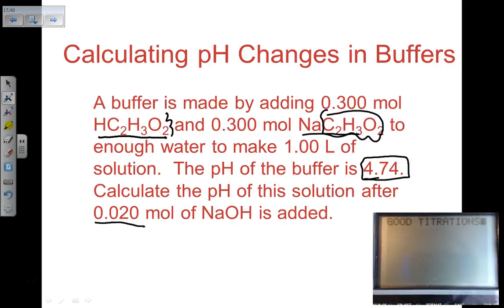Now, when we do these sorts of problems, again, we have to do them in two steps. If it was just a buffer problem, we would only have to worry about the equilibrium step. But the context clue that tells you that we have to do the two-step titration problem, or adding something problem, is this guy right here.